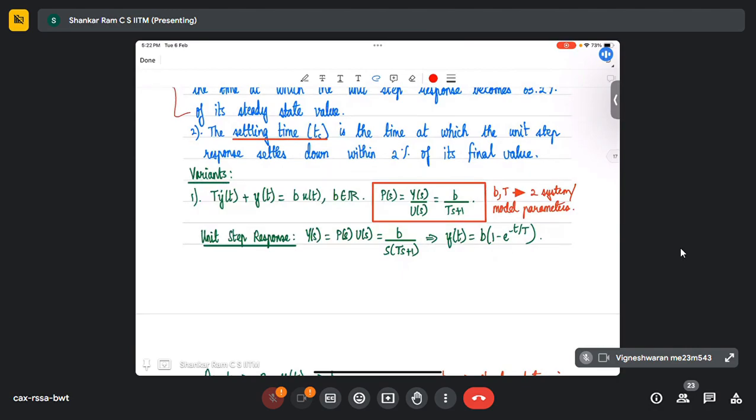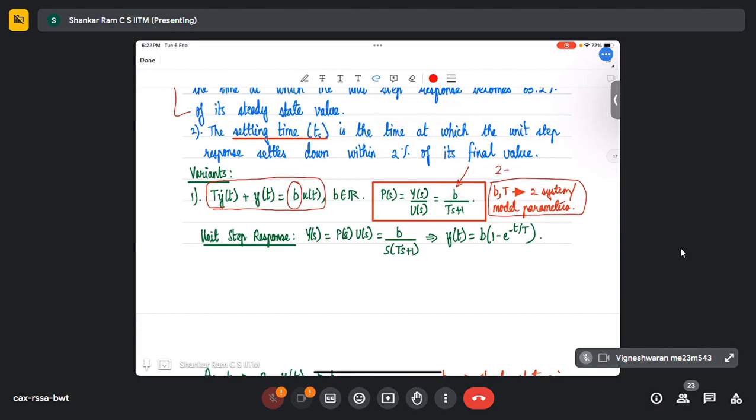So one variant is T times y dot of t plus y of t equals b times u of t. Now what is the change that you and I have introduced here? We have introduced this parameter b, which is a real number, on the right hand side. So what change does this bring? This essentially scales the output by b. b is some real number. So the transfer function becomes b by Ts plus 1. So consequently, this model becomes a 2-parameter model.